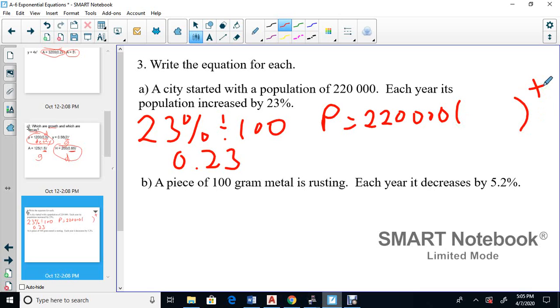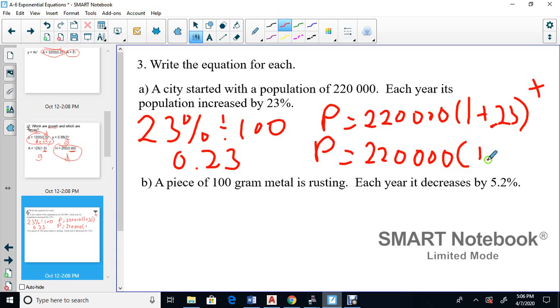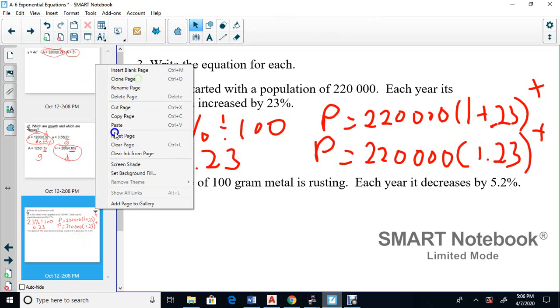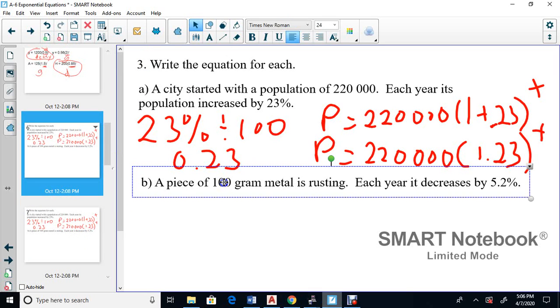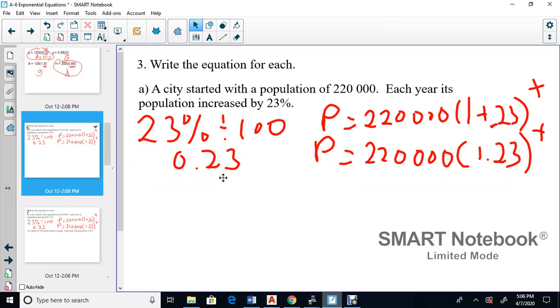In the bracket, we're going to use the increase, 1 plus 0.23. So our population equals 220,000 times 1.23 to the power of t. We're just going to clone this page because I need more room. I'm going to click on it and produce a clone of it. Now I've got two of them. I'm going to delete this bottom one. Now, P stands for population.